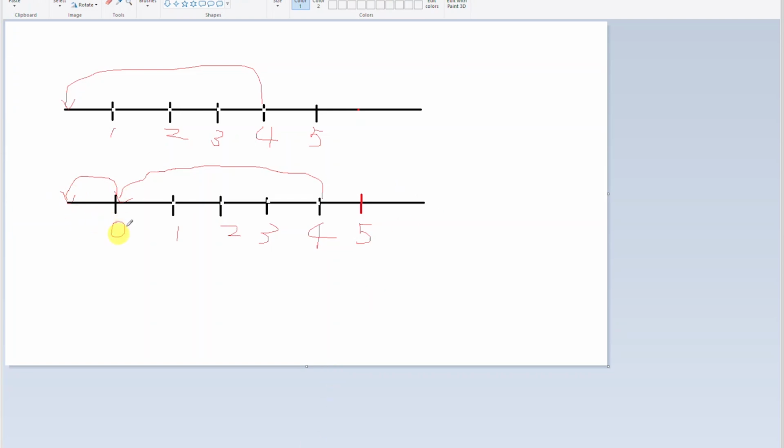I probably should use 1, 2, 3, 4, 5 instead. So let me start over. Let me erase this. Sorry guys. Just trying my best. So that's easier for you if I go, this is period 1, 2, 3, 4, 5.